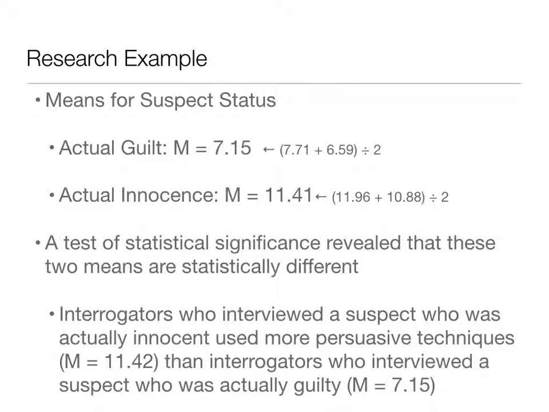So when you're asked to describe a main effect, this is what you're asked to do. Remember, your book gives you that nice kind of fill in the blank. There is a main effect of suspect status such that when they were actually innocent, they used more persuasive techniques than when they were actually guilty. Again, we talked about both levels of the independent variable, and we talked about the dependent variable. And again, remember, everybody's sentence isn't going to be the same. I'm not expecting everybody's sentence to be the same.